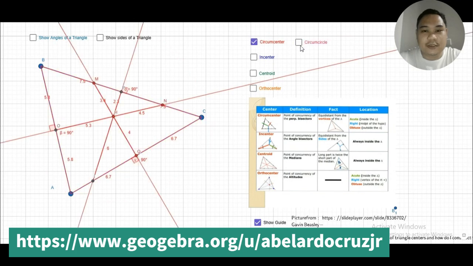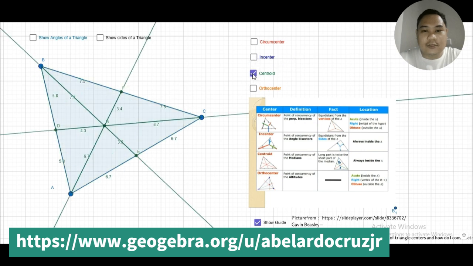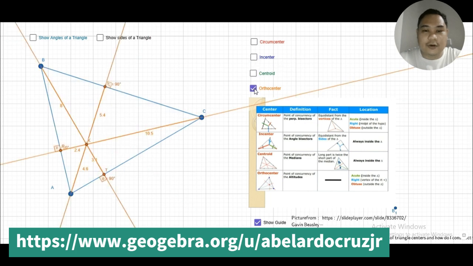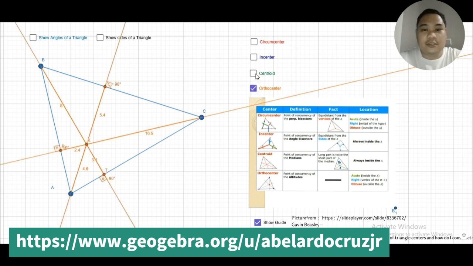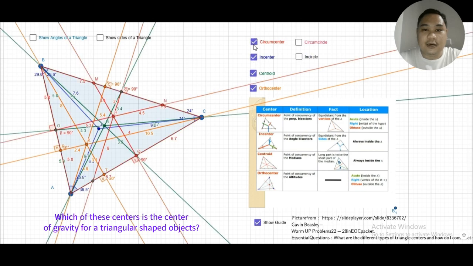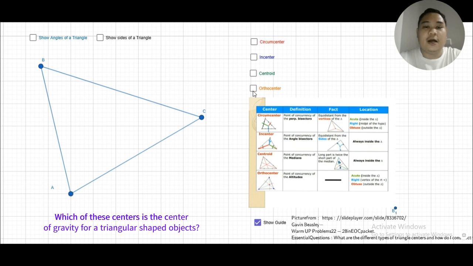and the circumcircle. How about the incenter and the incircle? Also for the centroid and also for the orthocenter. Now, the question here is, which among these centers is the center of gravity for a regular or irregular triangle?